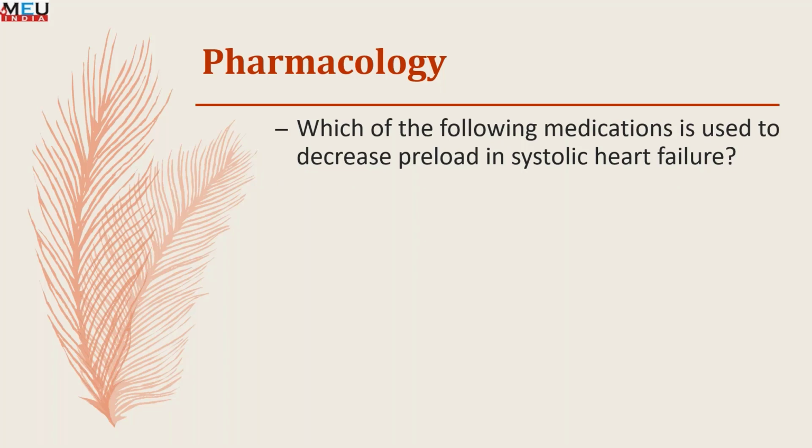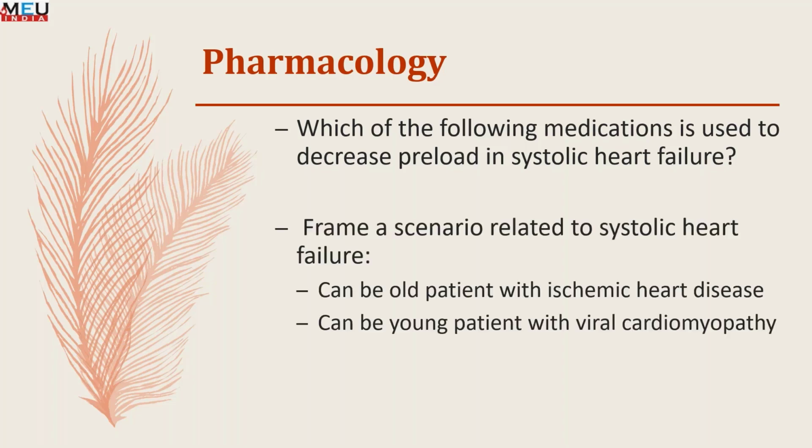a simple recall question would be, which of the following medications is used to decrease preload in systolic heart failure? Now, this is a direct recall question, but if I want to modify this into a scenario, the advantage is I can create a scenario which is different for systolic heart failure. The systolic heart failure can occur in an old patient with an ischemic heart disease, or I can have a scenario with a young patient with viral cardiomyopathy. So you can frame a question, and therefore the pharmacological impact can be changed here.